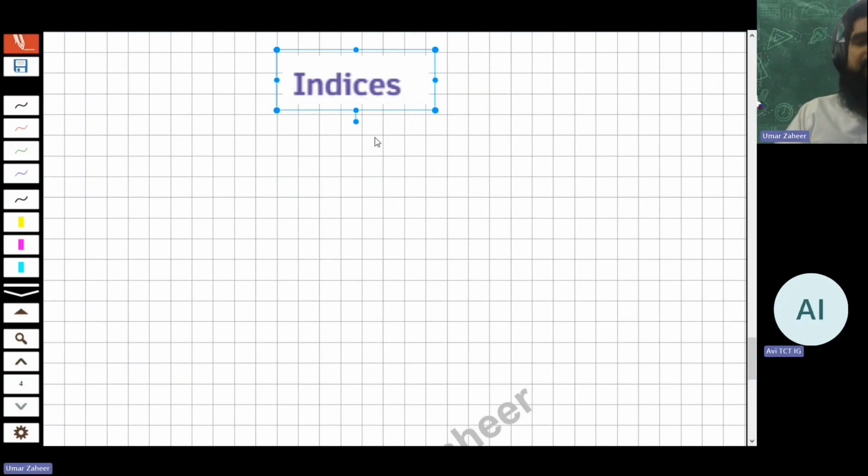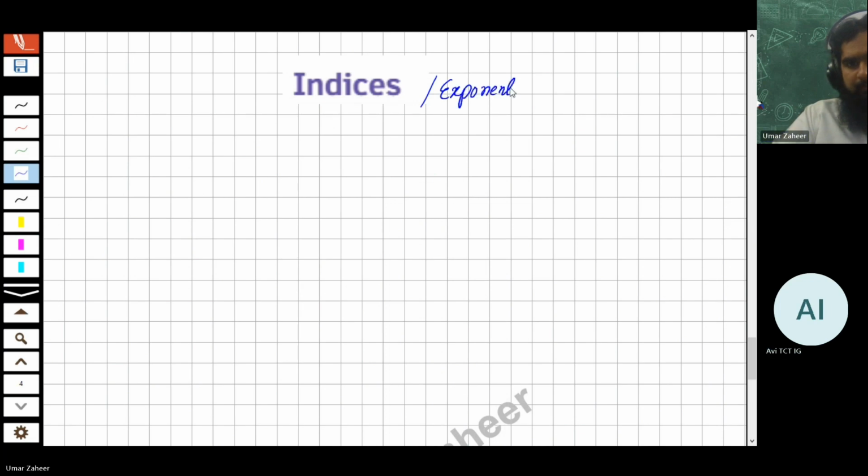The indices is basically, maybe sometimes we have to say that it is exponent. Exponents, or in simple words, sometimes we have to say that the power. Now, in this class, we have to basically learn the rules of indices.